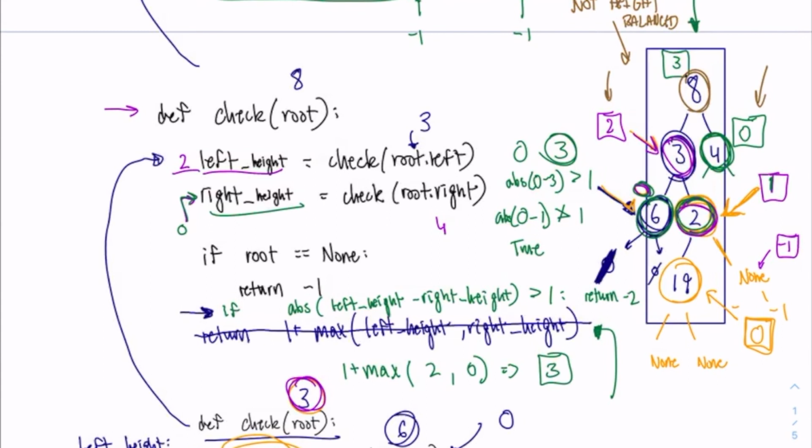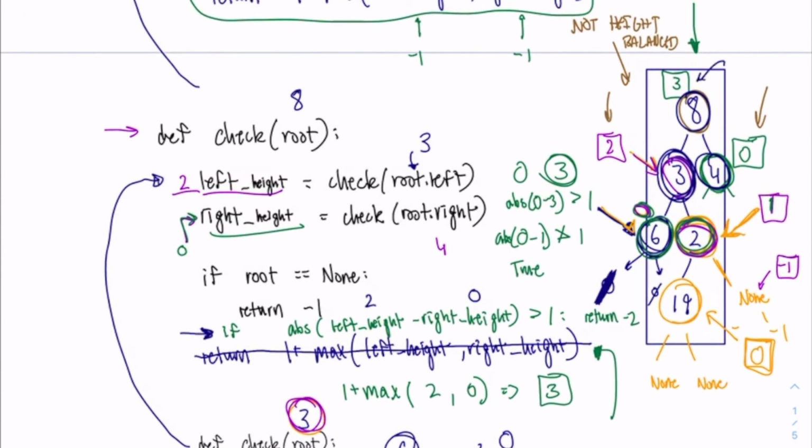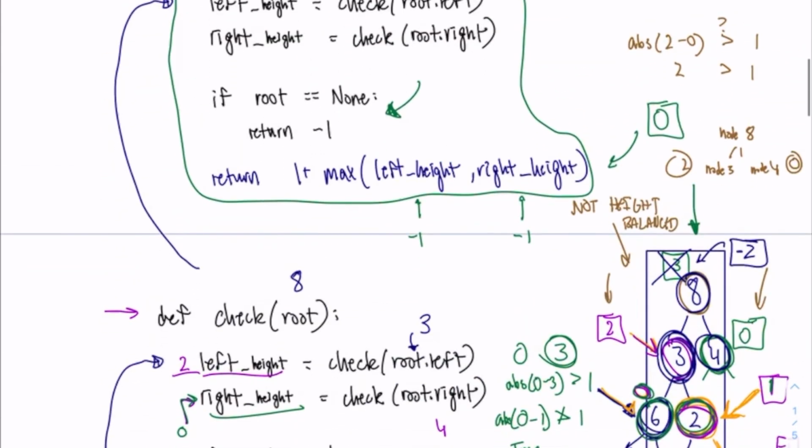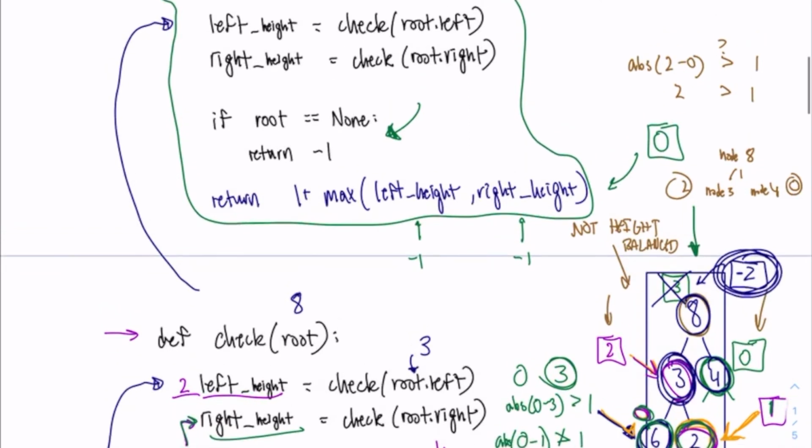So if absolute value of left height, and we're talking about node 8, which is 2, and right height, which is 0, referring to nodes 3 and 4 respectively, is greater than 1, return -2. So 2 minus 0 is 2, 2 is greater than 1, so we return -2. So instead of returning 3 for 8, we return -2. And this shows that this binary tree is in fact not balanced, because we show that -2 is the return value for the whole tree.